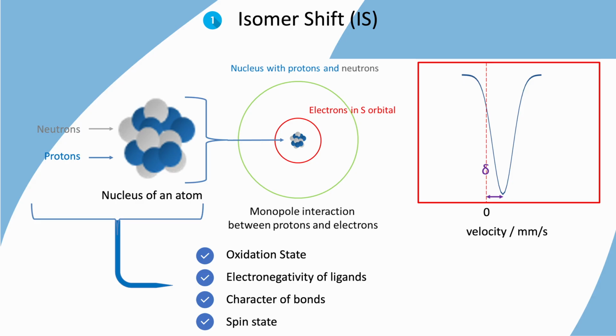The value of the shift tells us something on the oxidation state, electronegativity of the surrounding species of the atom, the character of the bonds with the species, and the spin state.